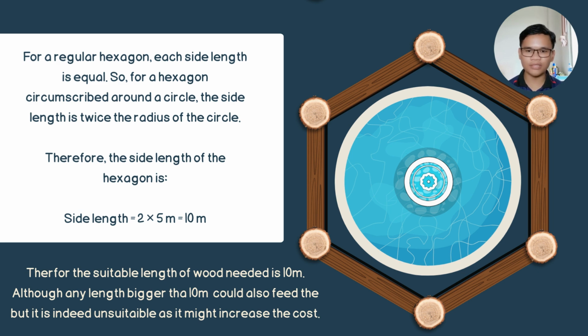But why is 10 meters the suitable length? As we know, the purpose of the fence is to cover the pool. Therefore, it cannot be shorter, or else the fence will be inside the pool. And also, why can it not be much longer? Because it will cost much more to build. The suitable length should be 10 meters, which is the best one.